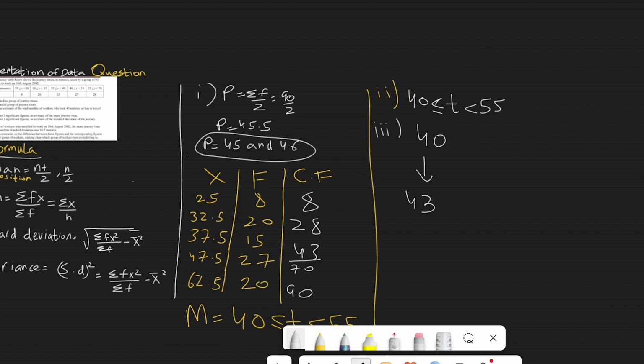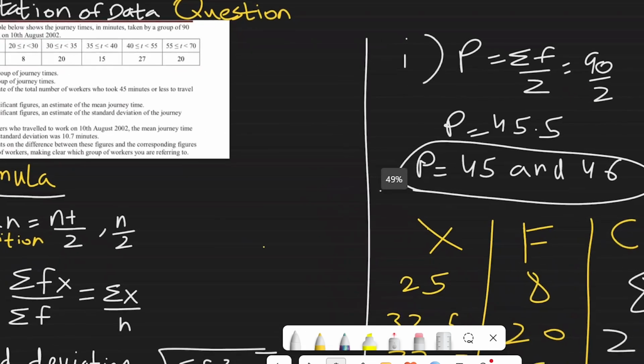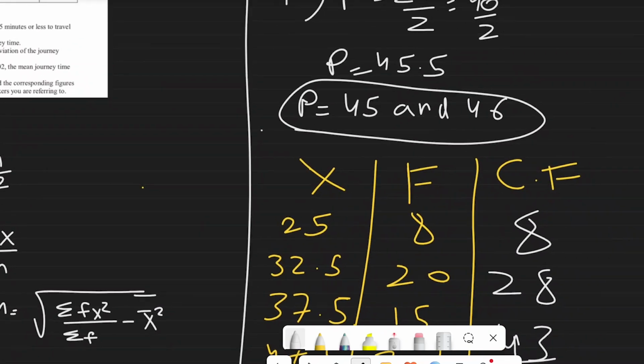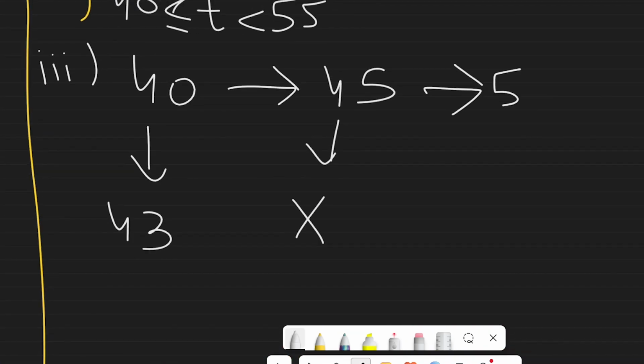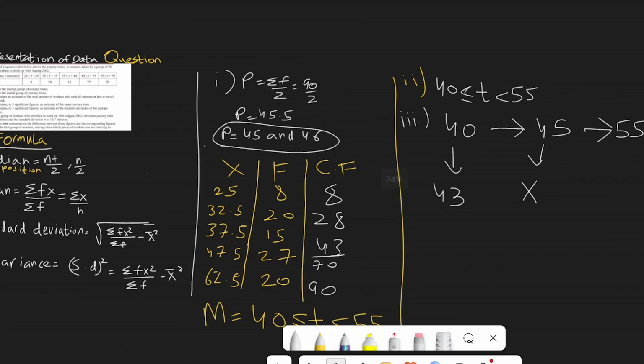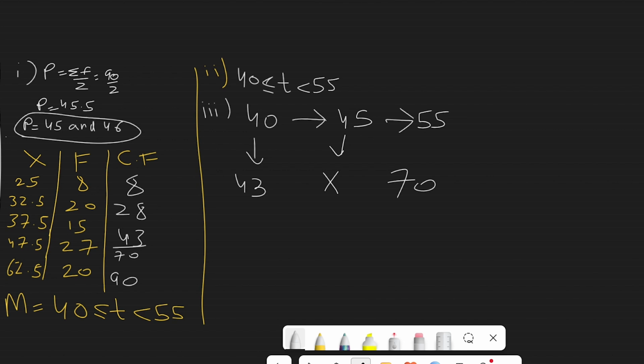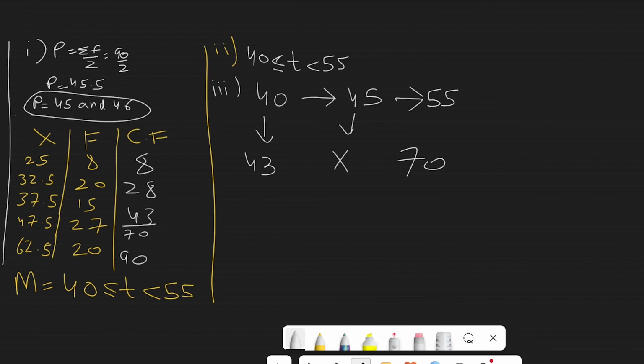Okay, and now we have to go till 45. But how many workers would be there till 45? We also know that after 45, at the position 55, we have more workers. We have 70 workers. So 70 minus 43 is 27. Okay, so 27 workers have reached in this portion of 15 minutes.